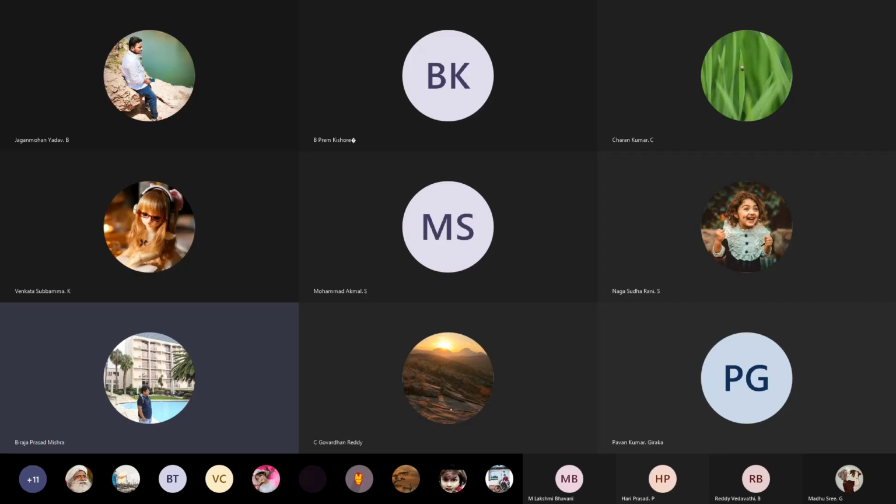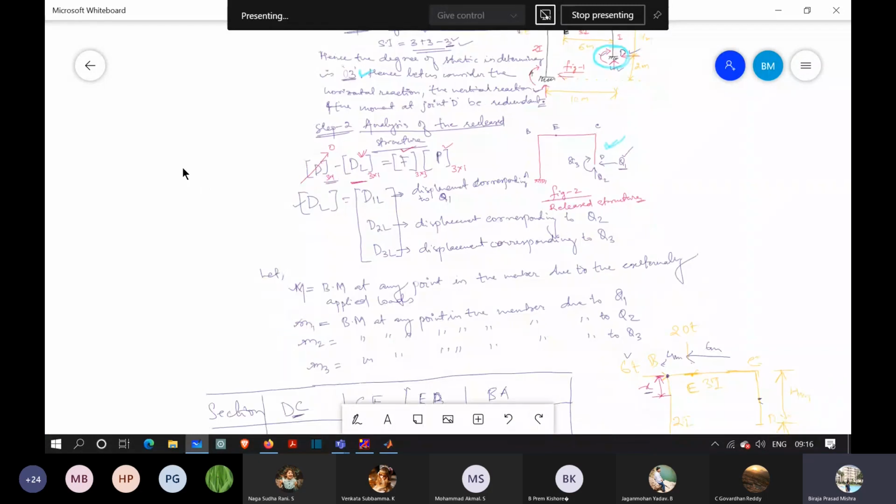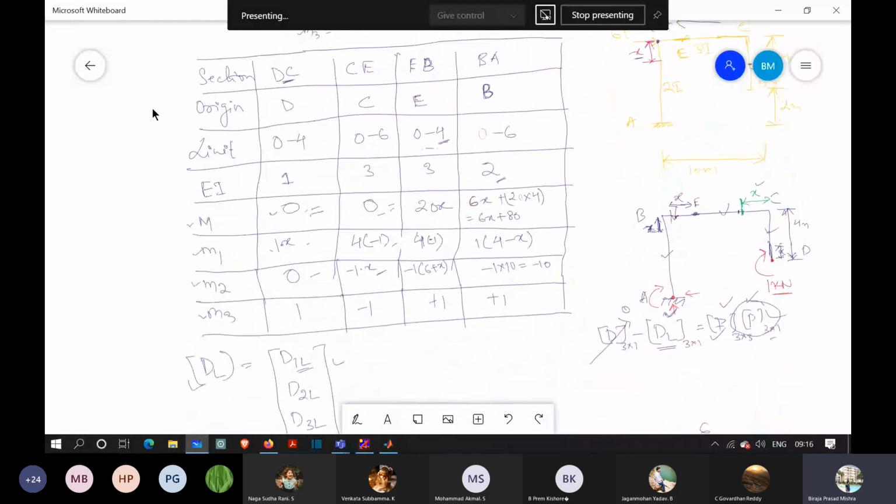Simple frame using the flexibility method. We will only try to cover this problem today, and on Friday, that is tomorrow, we will start a new lesson. Okay, that is the stiffness matrix method.